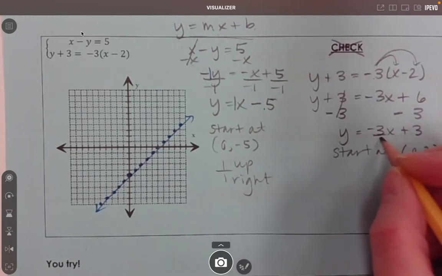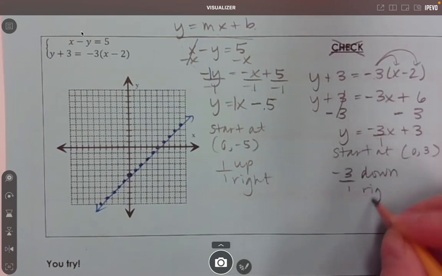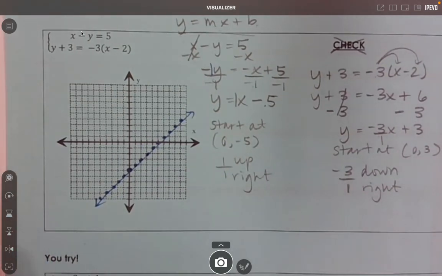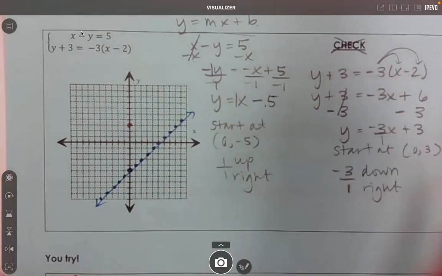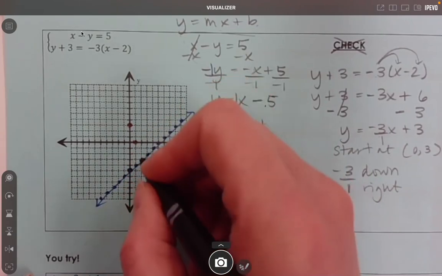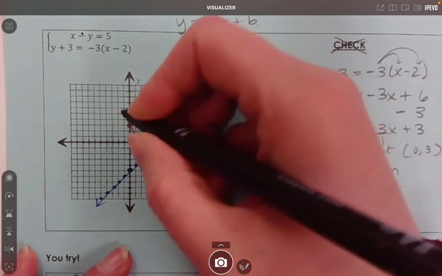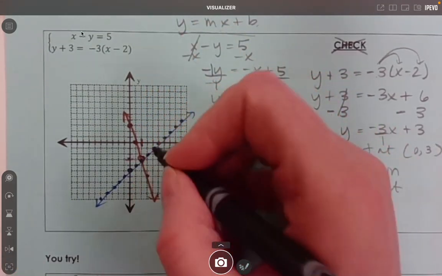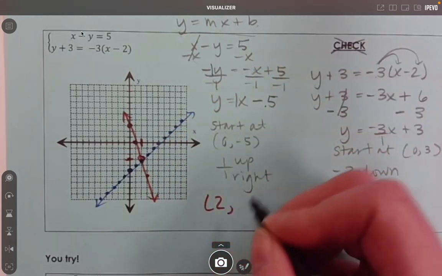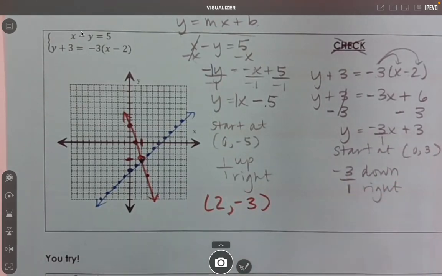And our slope is going to be negative 3 over 1. That means we're going to go down and right. We're still moving right because the 1 is positive. So let's go ahead and graph that second one. So starting at 0, 3, and down 3 over 1, down 3 over 1. Look, they cross right away. So once they cross, we can really quit graphing that line. And it looks like this time my x value is 2, and my y value is down 1, 2, 3. So 2, negative 3.